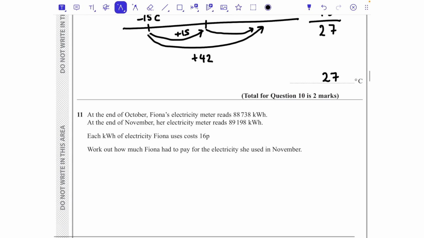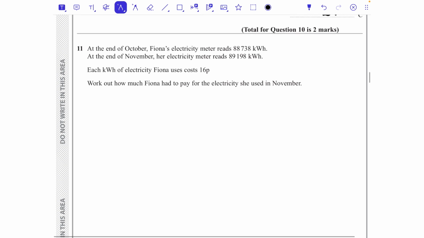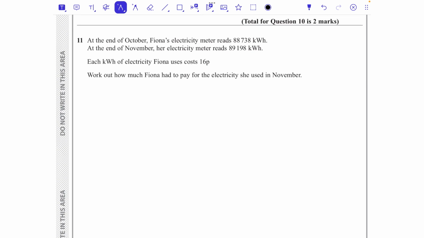Question number 11. At the end of October, Fiona's electricity meter reads 88,738. At the end of November, her electricity meter reads 89,198. Each kilowatt hour of electricity Fiona uses costs 16p. Work out how much Fiona had to pay for the electricity she used in November. So this is how it works. If you look under your stairs or somewhere in your house, there'll probably be a meter like this. And every time you use a kilowatt hour of electricity, it's going to go up by 1.